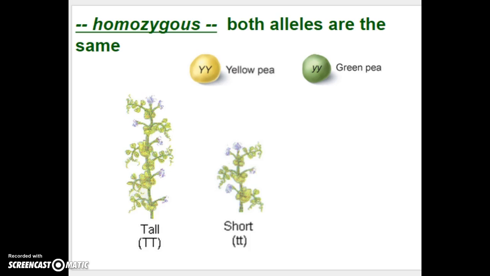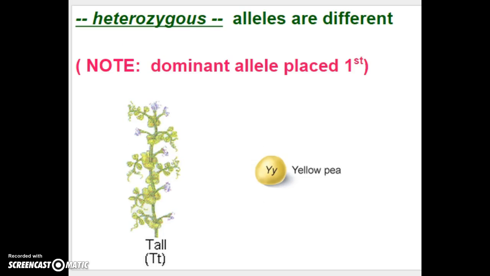If both alleles are the same, meaning the same level of dominance or recessiveness, then we call those homozygous alleles. So homozygous, you will have capital, capital, or lowercase, lowercase, because remember, homo means the same. Heterozygous alleles are different. You will have 1 dominant and 1 recessive allele. So you will have 1 capital letter and 1 lowercase letter. And just so you note, the dominant allele is placed first.